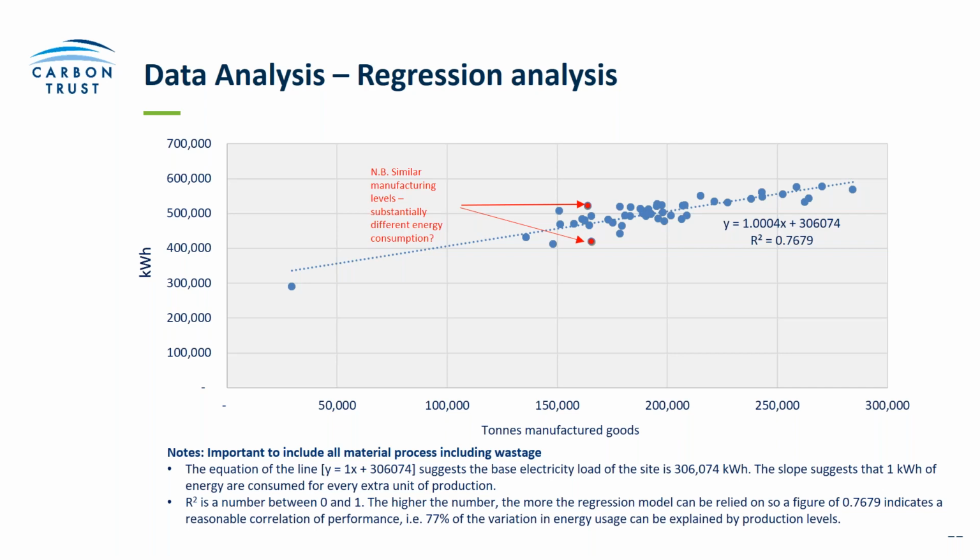I'll note the two points highlighted there, just to bring out some of the detail. You've got a very similar level of manufacture, and yet you've got quite a disparity in terms of how much energy has been used. Again, it's causing you to ask questions about why that should be different. What's going on that has caused that disparity?